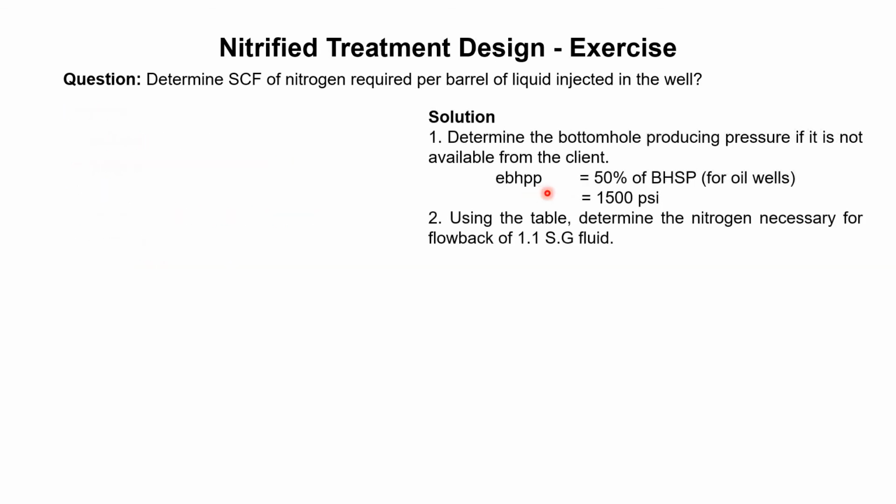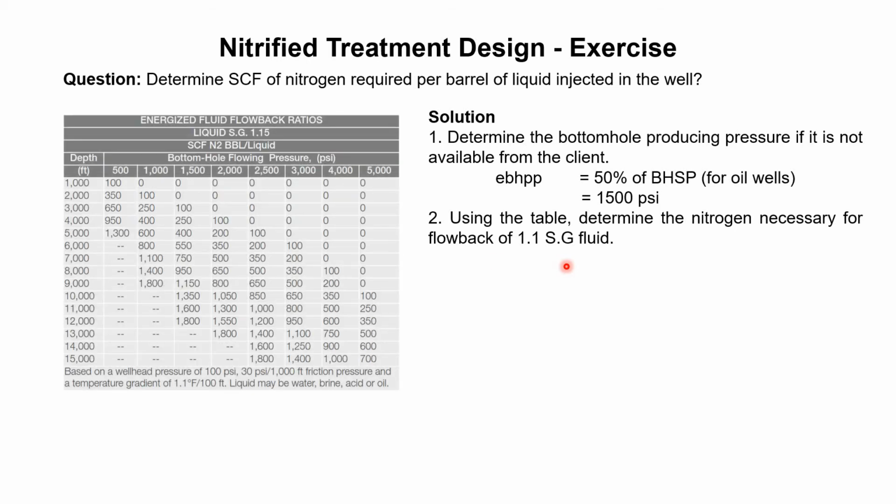Once we have the estimated bottom hole producing pressure, then we will use the nitrogen table and determine the nitrogen necessary for flowback of 1.1 SG fluid. Here we have the nitrogen table or energized fluid flowback tables. So how to use this table? Let's understand. Here we have the estimated bottom hole producing pressure of 1500 psi. On the top row, we are given bottom hole flowing pressure. So we'll spot the desired pressure. Our pressure is 1500 psi, so we'll just select this 1500 psi.